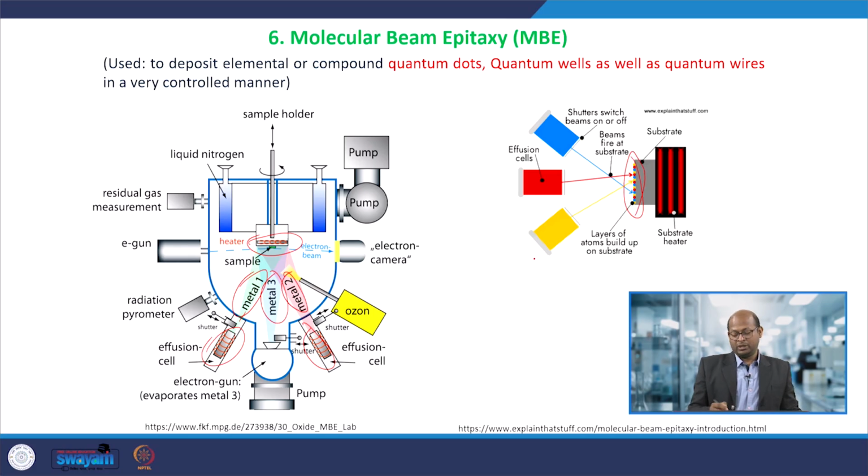Okay. So, here you can see on the right-hand side, blue, red or yellow, three different types of metals we can consider in the effusion cells. Here the shutter switches the beams on and off, depending upon when it is required. At that time it would be on or off, and the beam falls over this particular surface, and those elements will be deposited, or layers of atoms would be built up over the surface, as per our preparation of the materials.